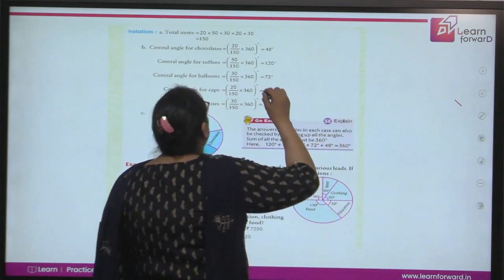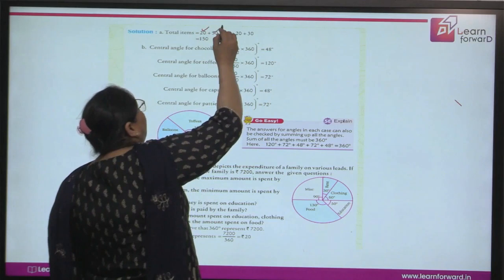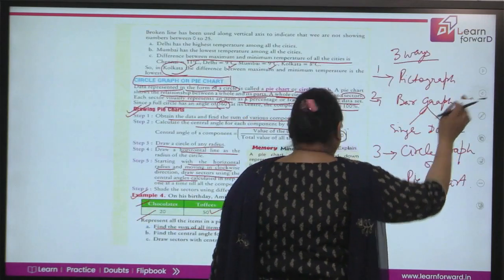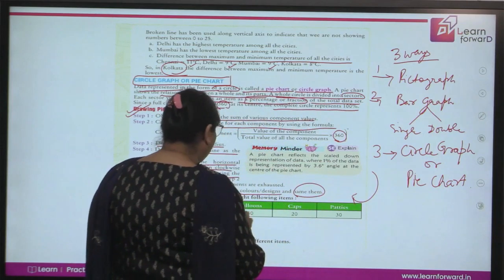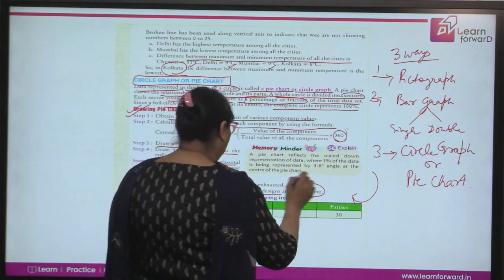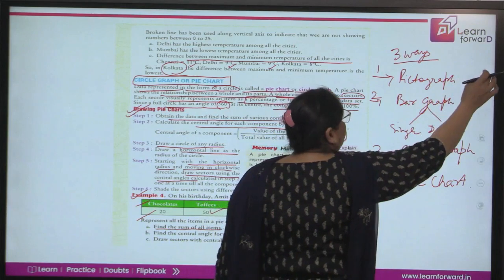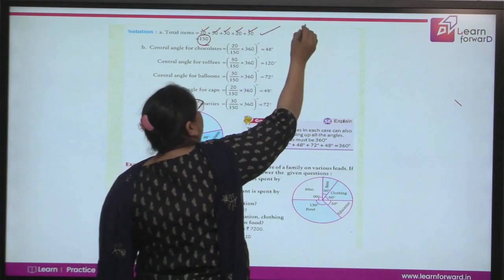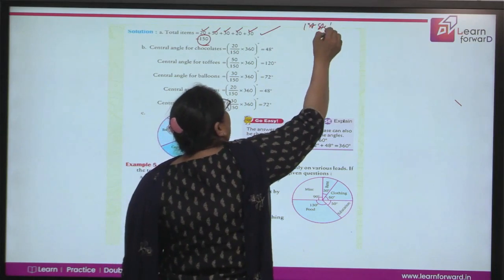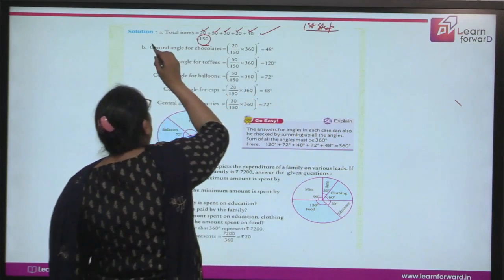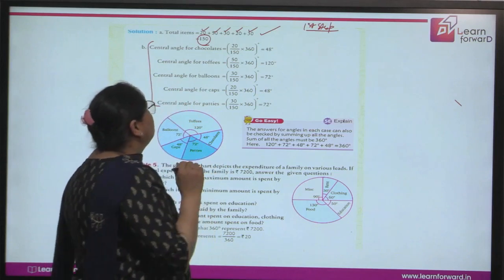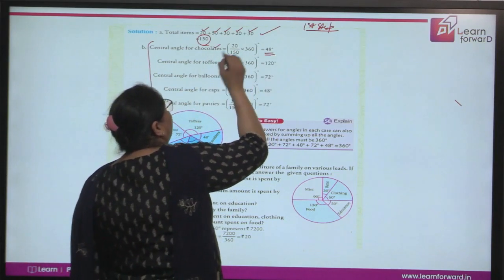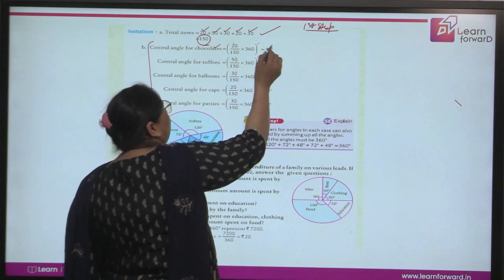Here we have 50, 20, 50, 30, 20, 50, 20, 50, 30, 20, 30. It will add up to 150, that is the first step. Then in step 2, we have to calculate the central angle for each. This is the angle for toffees: 20 upon 150 into 360.